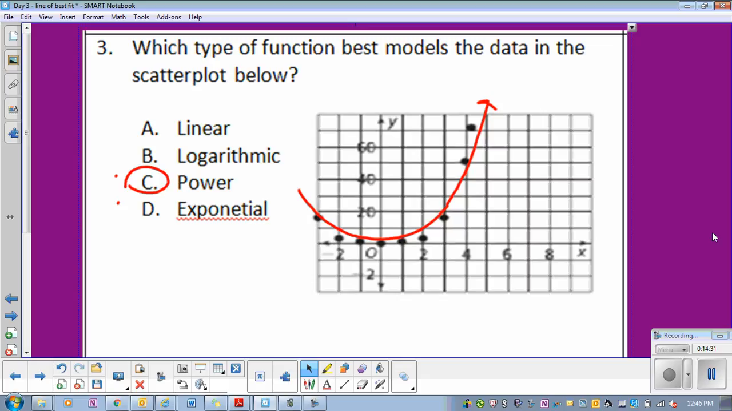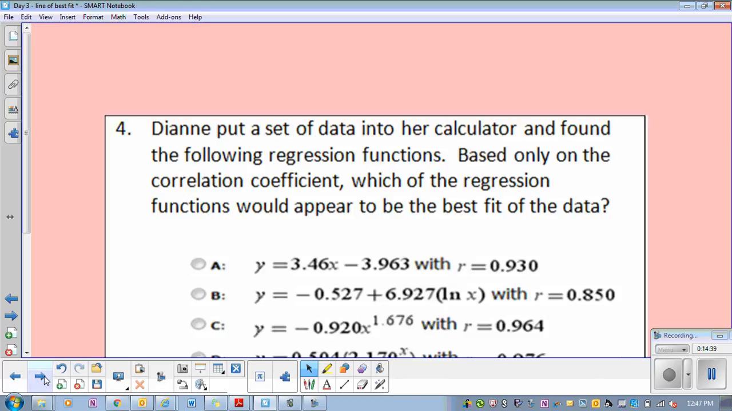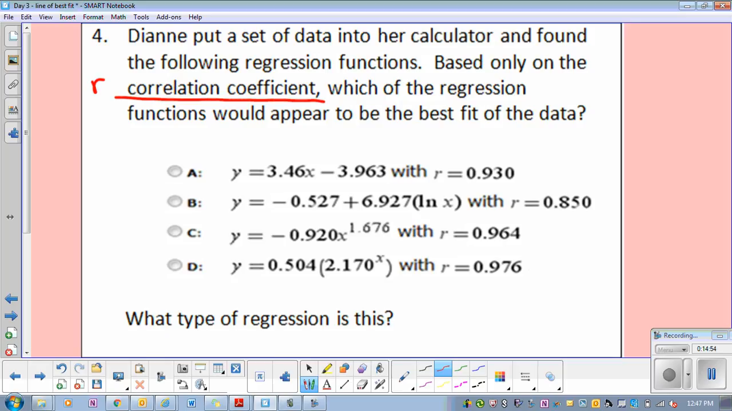Using SOL type problems to prepare you guys for these. All right, so number 4, Diane put a set of data into her calculator and found the following, but based only on the correlation coefficient, the correlation coefficient is R. Which of the regression functions would appear to be the best fit of the data? P. What did you say?